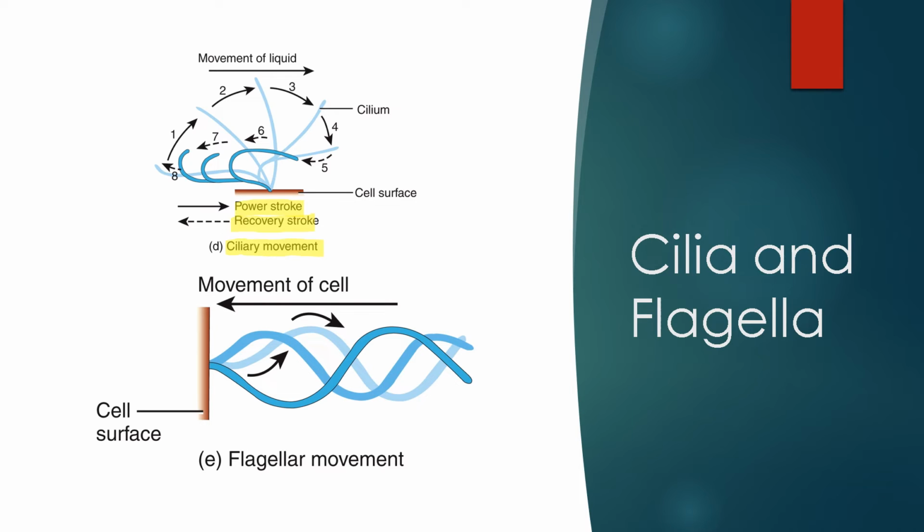Down here we have the flagellar movement. Flagella generate forward motion by rapidly wiggling in this wave-like pattern that we see here. The only example of a flagellum in the human body is a sperm cell's tail, and this is going to propel the sperm toward the oocyte in the uterine tube.